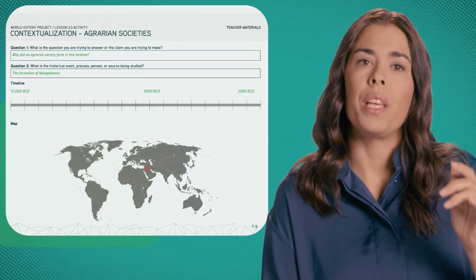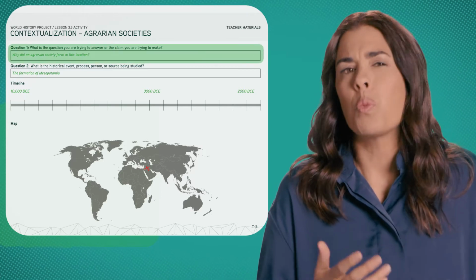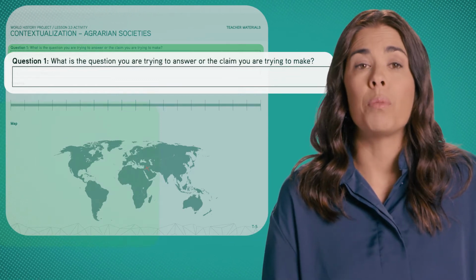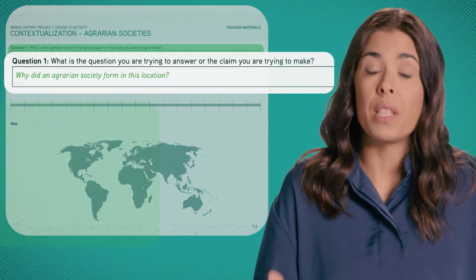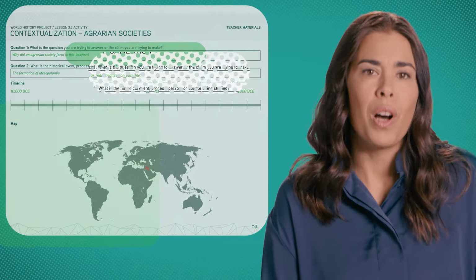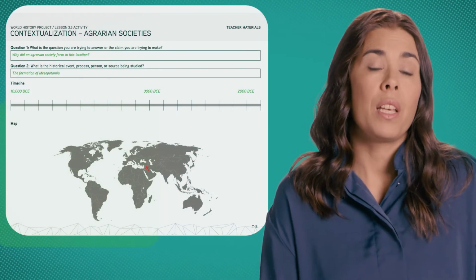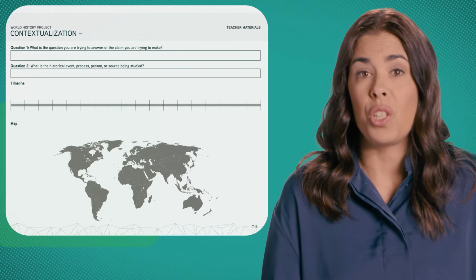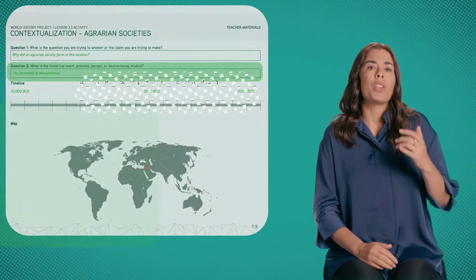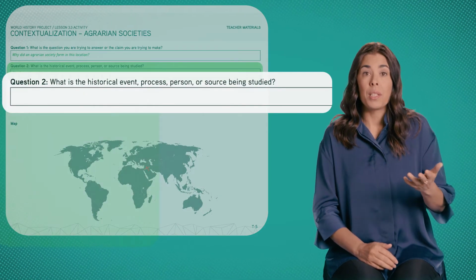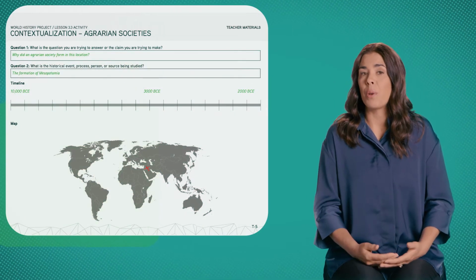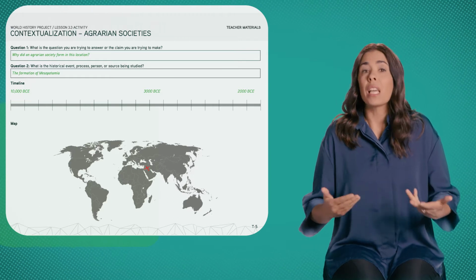The first step on the contextualization tool is a nice warm-up for students. They start by writing down the question they want answered. For example, why did an agrarian society form in this location? Or how is industrialization possible? We provide these questions in our progression activities, but you could use this tool for any additional question you'd like to explore. Go wild. Next, students will make note of the historical event, process, person, or source being studied. See, two easy questions to start with, so students can feel what it's like to get it right.